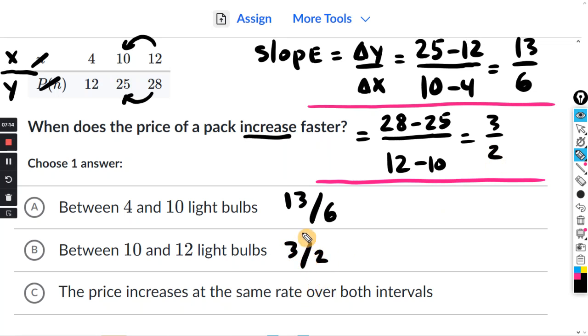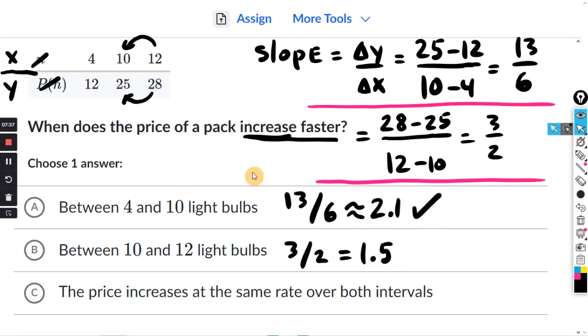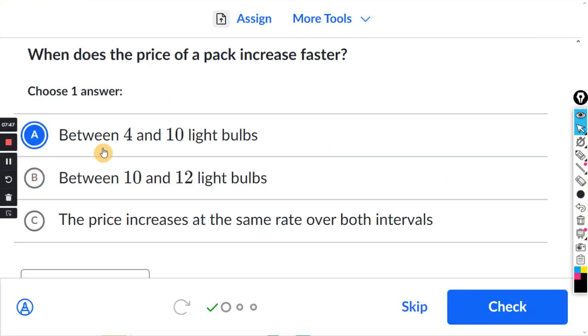And which one is greater? Well, 13 over 6 is at least 2. If I round, I didn't even use a calculator, but 12 divided by 6 is 2. I'm going to say it's approximately 2.1. 3 halves is going to be 1.5. So where did it increase faster? Well, clearly this one right here increases faster. So that is answer A. They did not do the same rate, so that's not correct for C. Answer A.